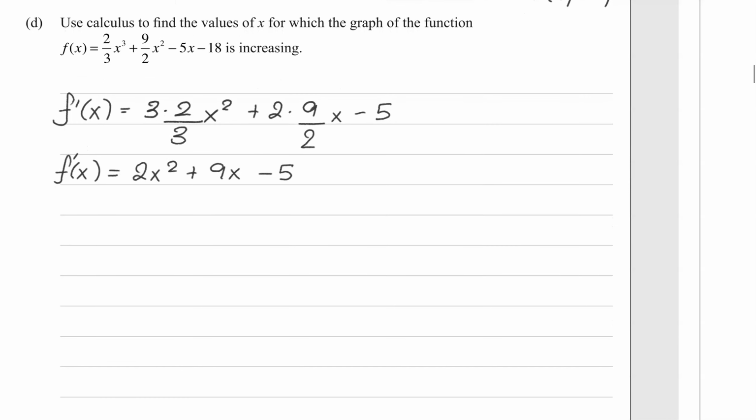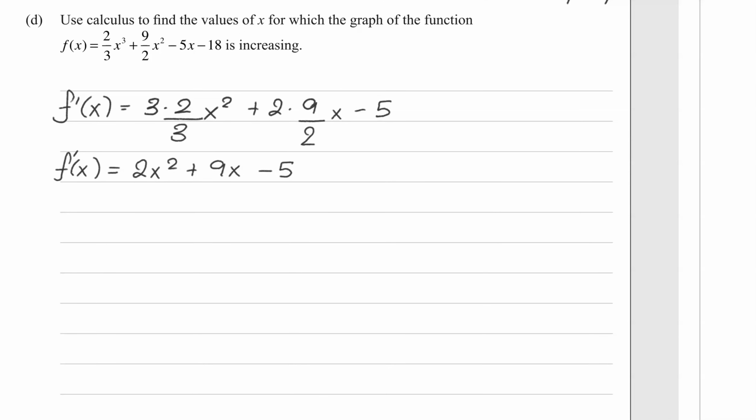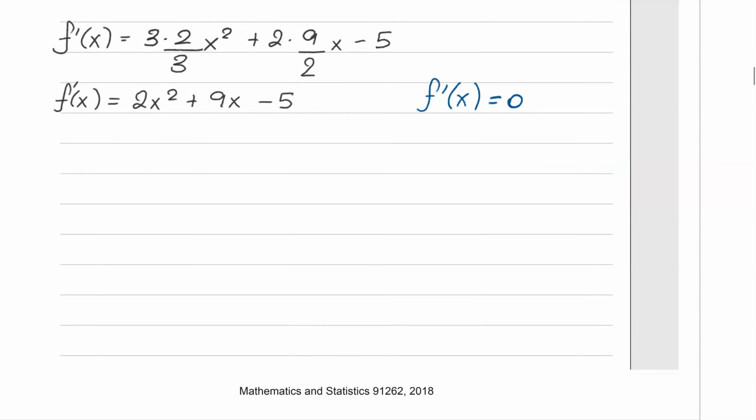Now we want to find our turning points. So we know to find our turning points, f dash of x must equal 0. So the gradient must equal 0. So if I just replace this with 0 there, we've got 2x squared plus 9x minus 5.